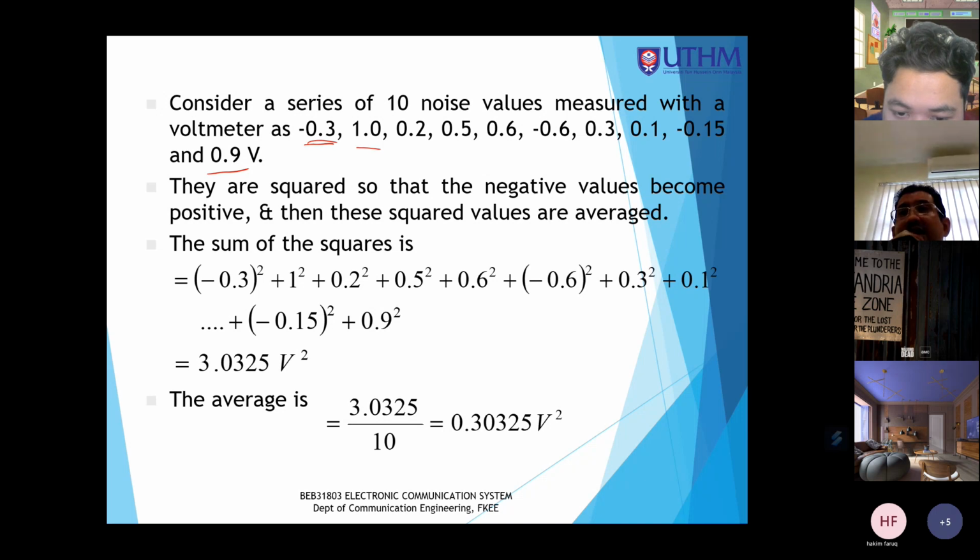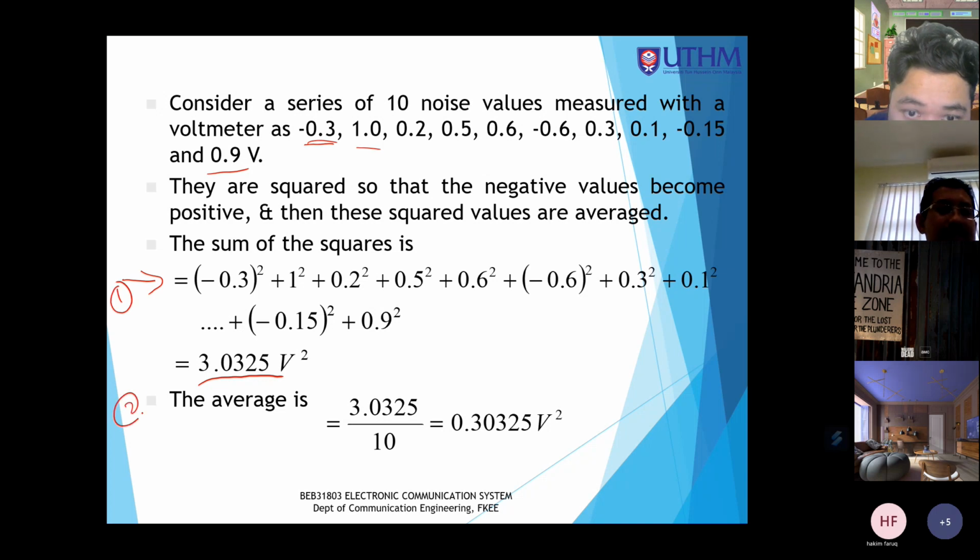So how do we find the RMS noise voltage? There are several processes. First, we need to find the quadratic summation of all the measured noise values. The quadratic summation produces 3.0325 volt square. This is the first process.